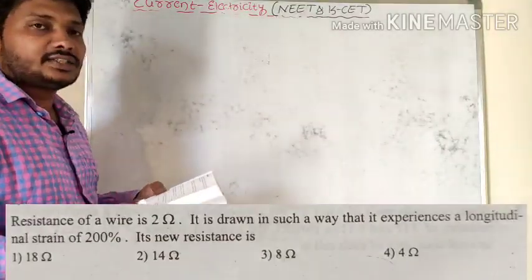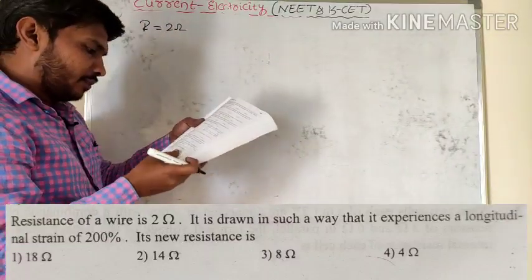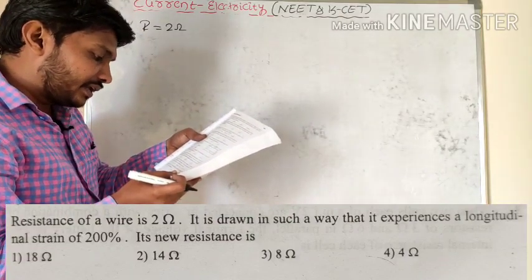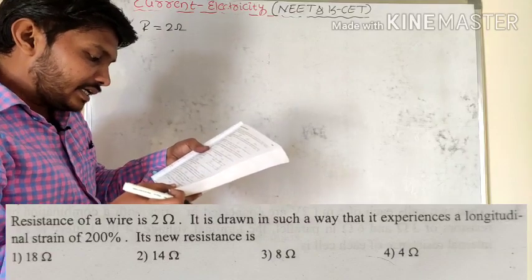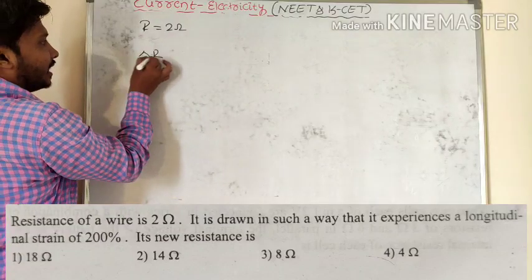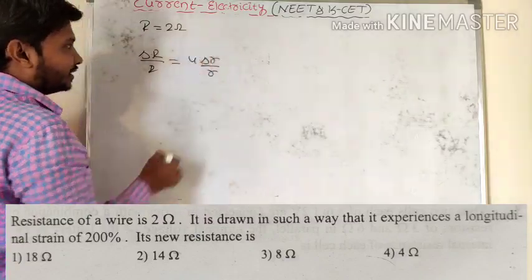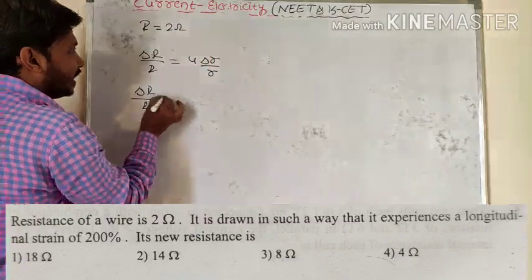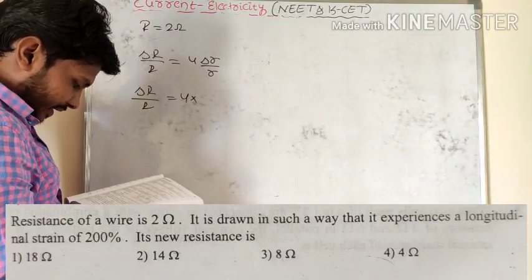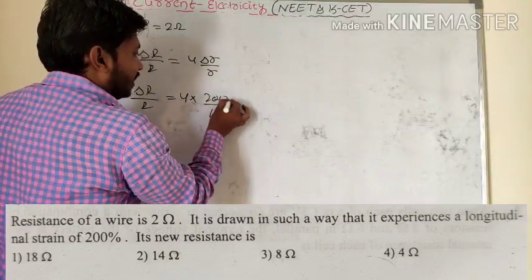The resistance of a wire is 2 ohm. What is the resistance of the wire here? The resistance of the wire is 2 ohm. It is drawn in such a way that it experiences a longitudinal strain of 200%, then its new resistance is asked. So longitudinal strain is delta R by R. So how much percentage longitudinal strain here? The longitudinal strain is 200%, so 200 divided by 100 here.